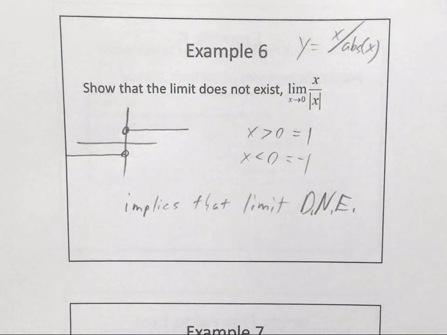Wait, why isn't the limit just negative 1? Because the idea is you're approaching it from either side. As you come in, it has to be approaching that same value from both sides. So you can't have two limits at one time for any given value you're approaching. Does that make sense?